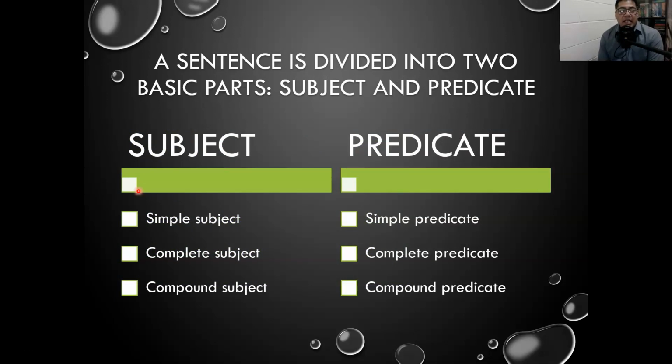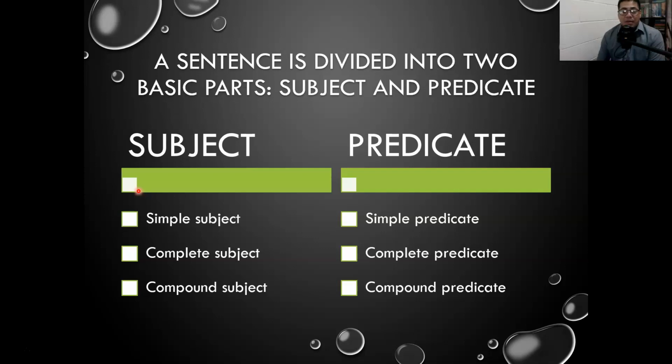So, as I was telling you, the basic elements of a sentence are the subject and the predicate. And we'll say that the subject is the person or the thing or the animal, right, that is doing something, or the person, thing, animal, or place that we are talking about. And the predicate is what we say about the subject. Anything that we say about it is the predicate.